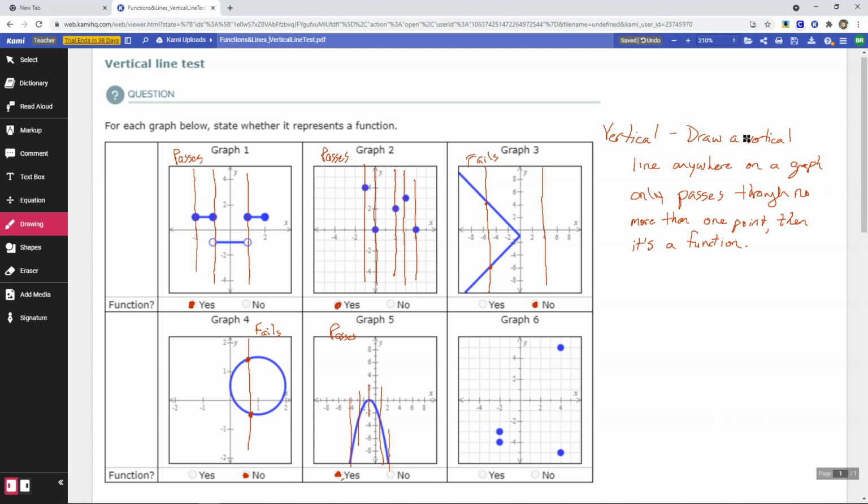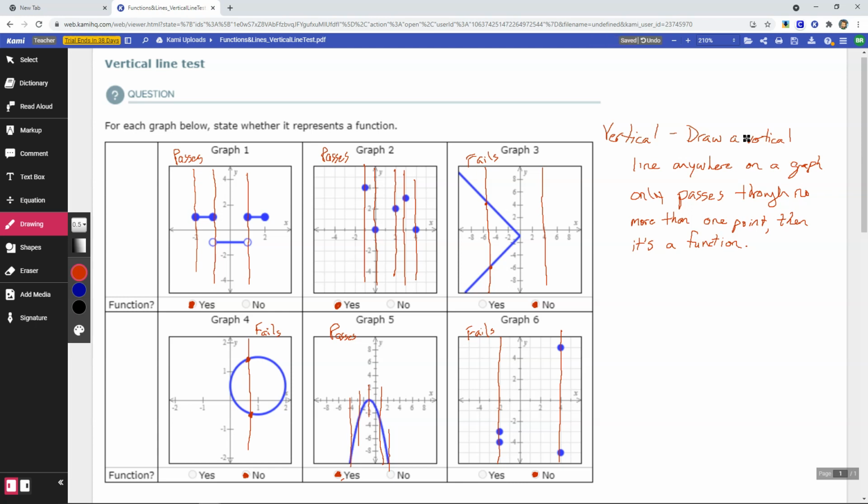And then this last one, graph 6, if we draw a vertical line here, it passes through 2 points. Notice that they're both closed circles. So right now we know that it has failed the vertical line test. It also fails the vertical line test over here. It passes through 2 points. So if you can draw a vertical line anywhere on the graph and it will pass through more than one point, then it's going to fail the vertical line test. And I should have written no on there. Sorry about that. So it failed the vertical line test. Therefore, it is not a function.